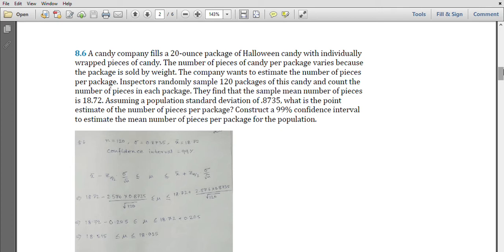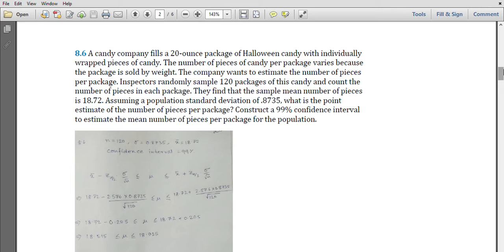Let's jump into it. A candy company fills a 20-ounce package of Halloween candy with individually wrapped pieces of candy. The number of pieces of candy per package varies because the package is sold by weight. The company wants to estimate the number of pieces per package.